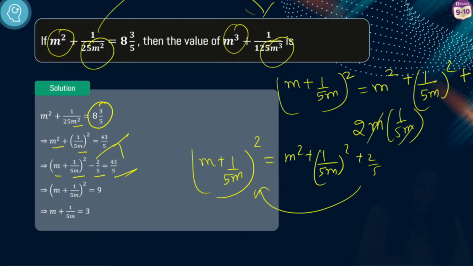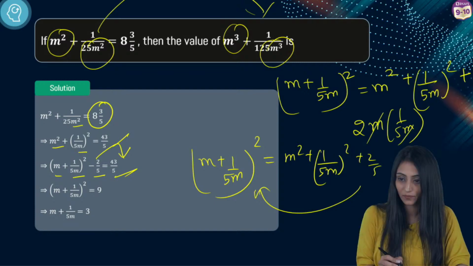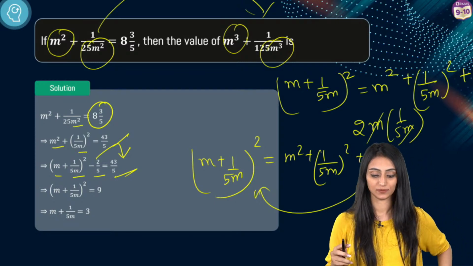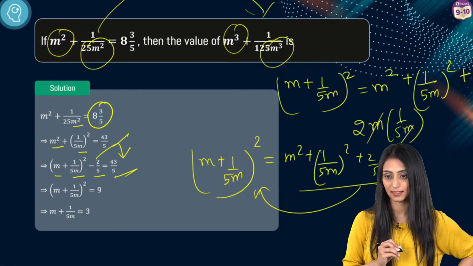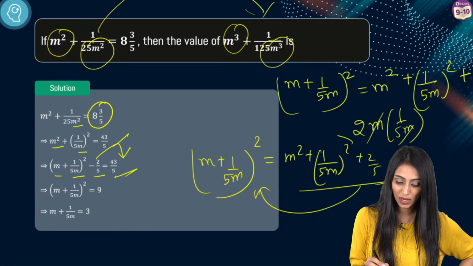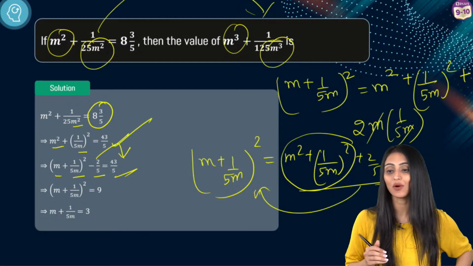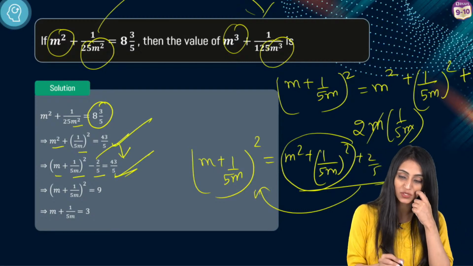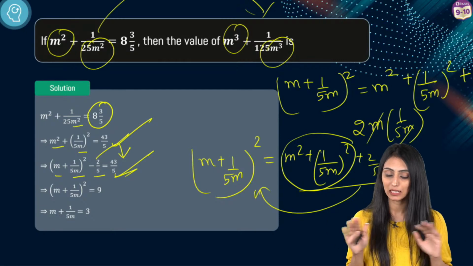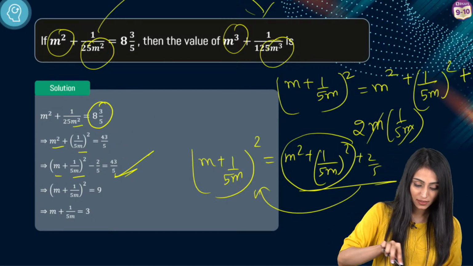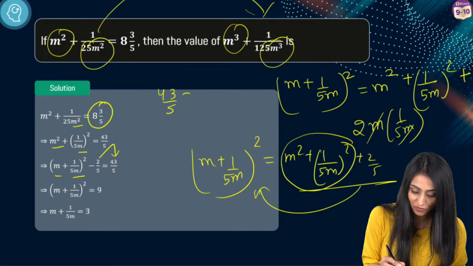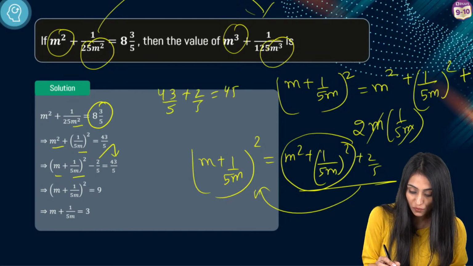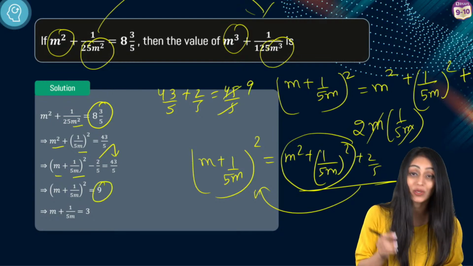Now if you take this 2 by 5 to the other side, you simplify this. This is going to be what? So what we are doing here is, if I simplify this, I get this, right? Now m square plus (1 by 5) square is nothing but 43 by 5, so that's what I have substituted here. Clear? Okay. Now let's take 2 by 5 to the other side. What will I get? I'll get 43 by 5 plus 2 by 5, which is 45 by 5, that's 9. That's how we are getting 9 here.